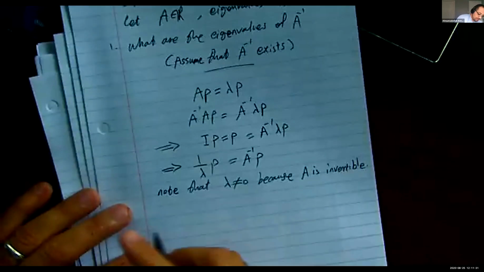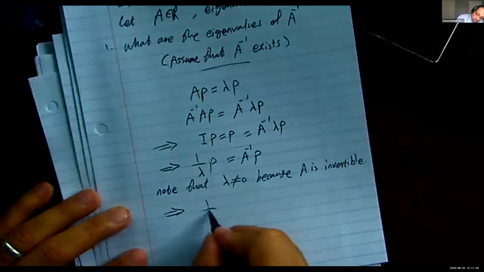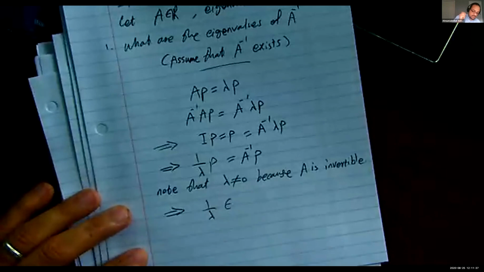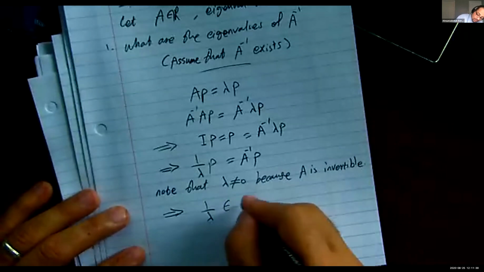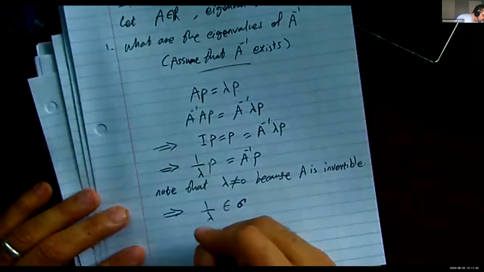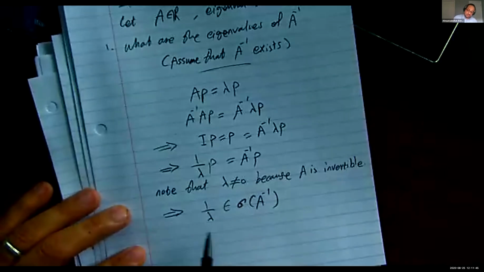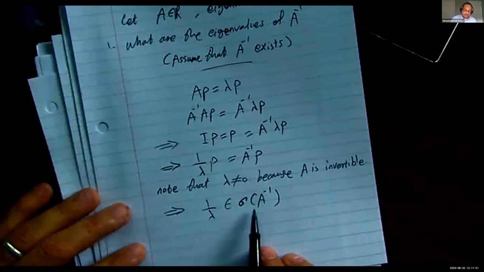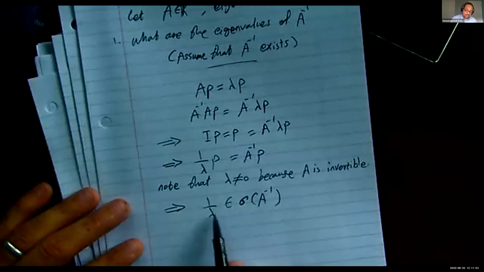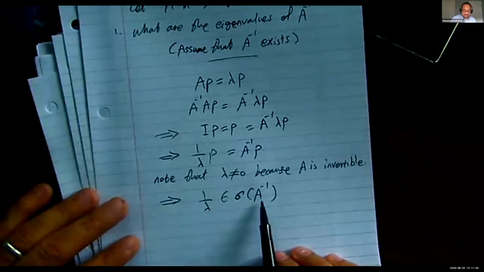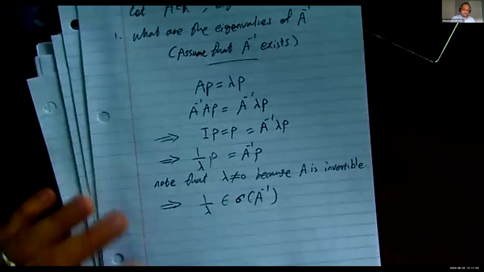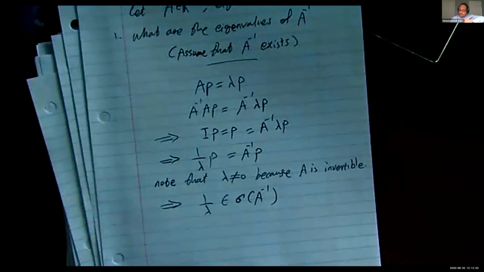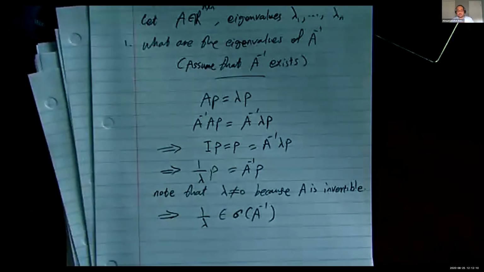Okay, so now I reach the conclusion that 1 over lambda belongs to the spectrum, sigma, of A inverse, which means that 1 over lambda are the eigenvalues of the matrix A inverse. Okay, let me stop here for today. Is there any question?